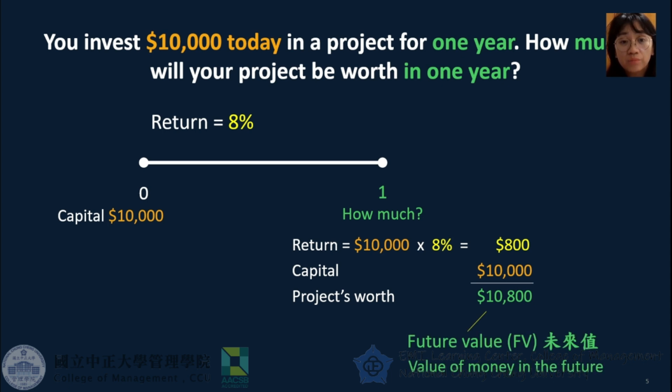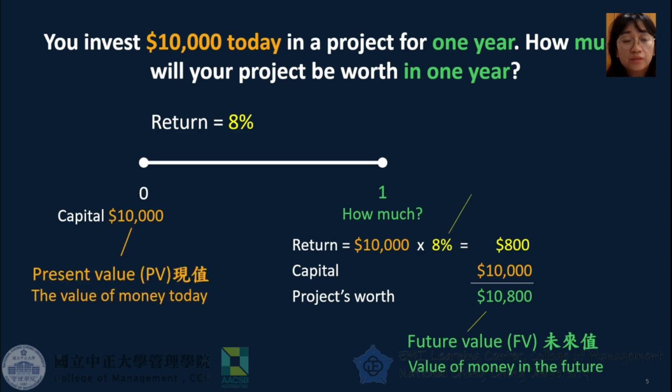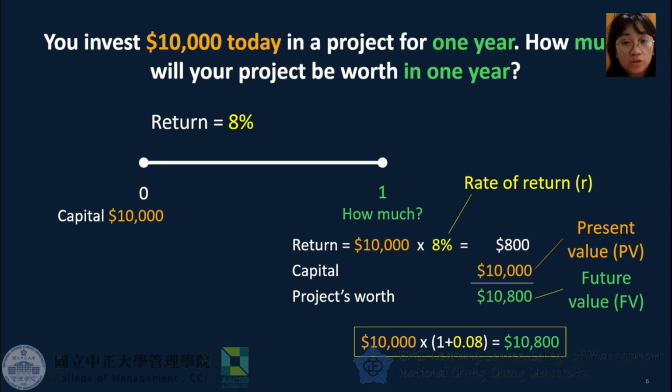It is the value of money in the future. And the initial $10,000 is the present value. It's the value of money today. And the 8% here, we call it rate of return. Please also note that the 10,800 here also equals 10,000 multiplied by 1 plus 0.08.